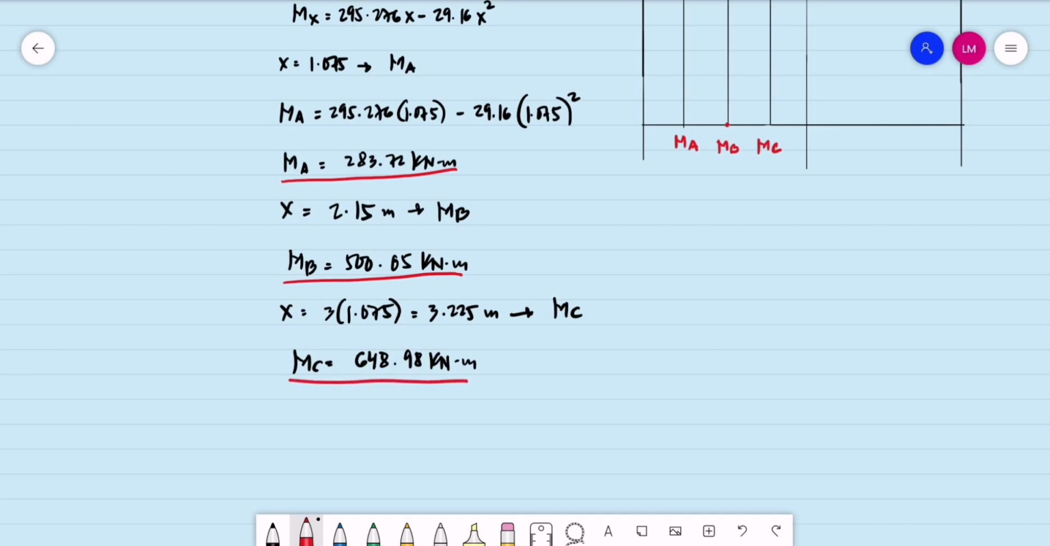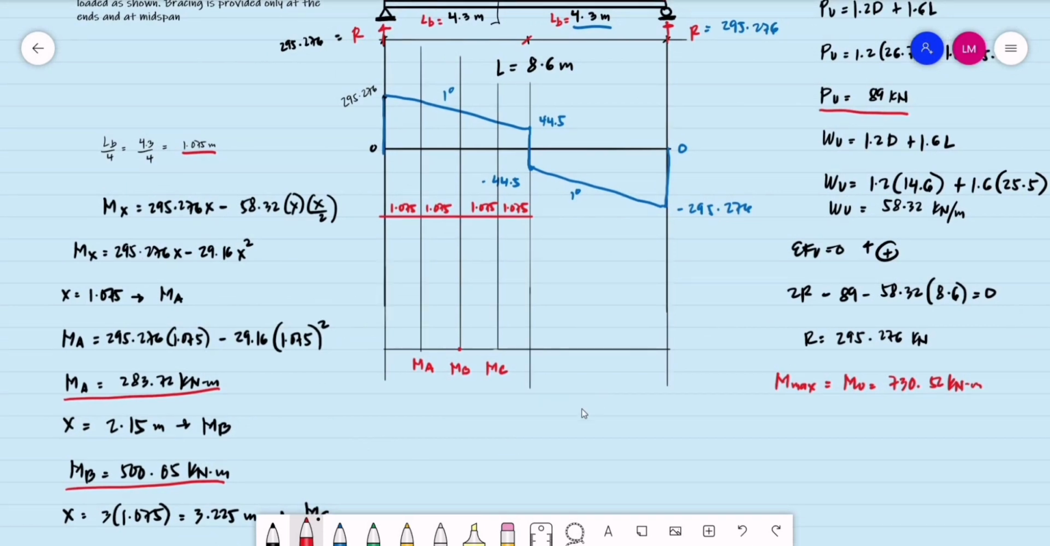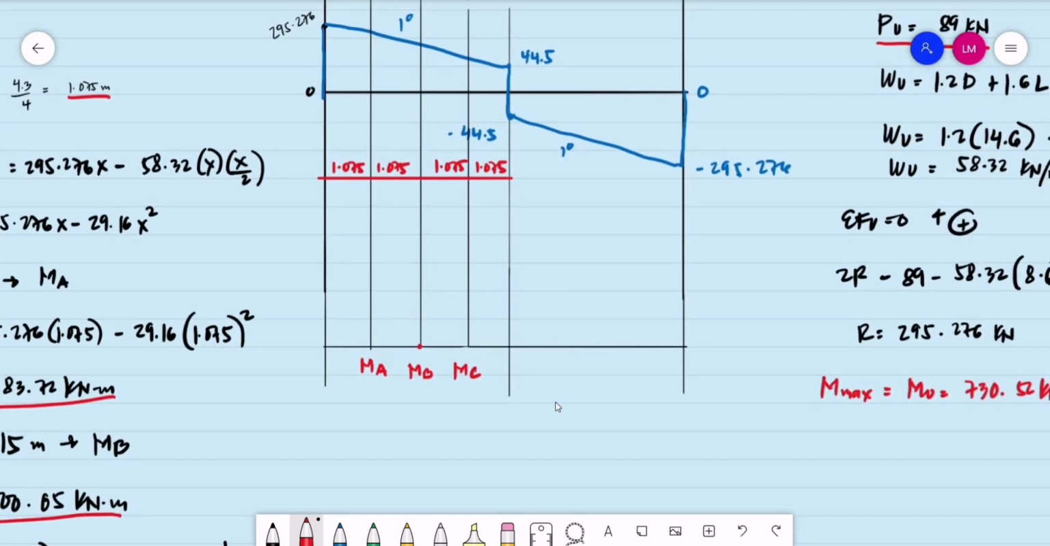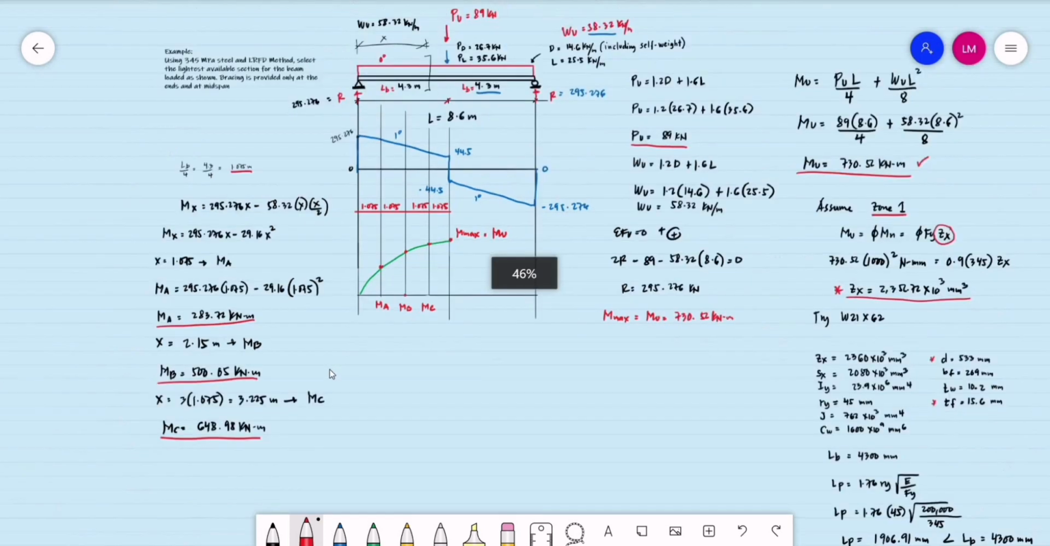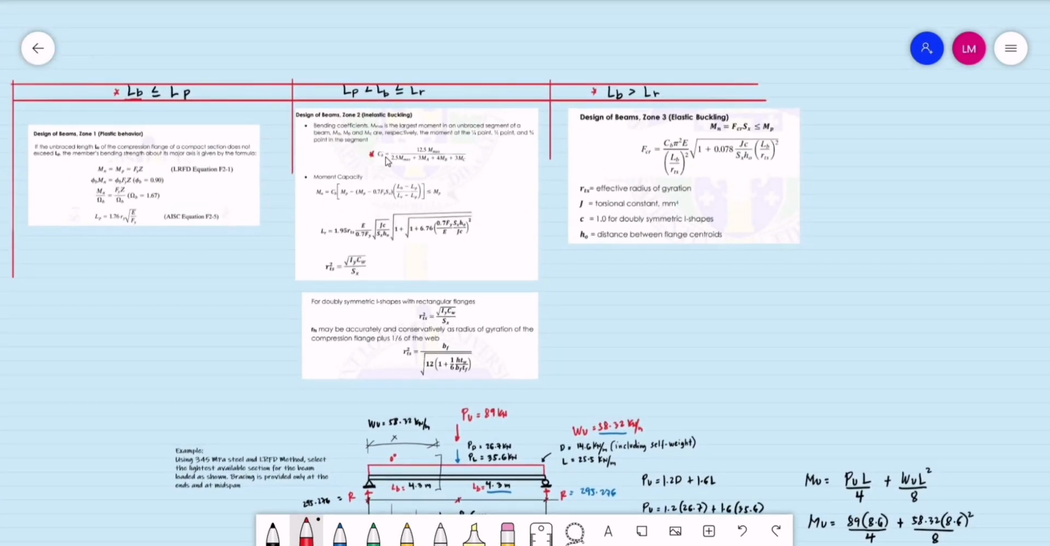Okay, so we have now the value of the moment at A, the moment at B, and the moment at C. If we are to do our moment diagram, since our shear diagram is first degree, our moment diagram should be second degree. Here we have the moment at A, B, and C, and obviously this is our M max. So I think we are now ready to compute for the value of the C sub B.